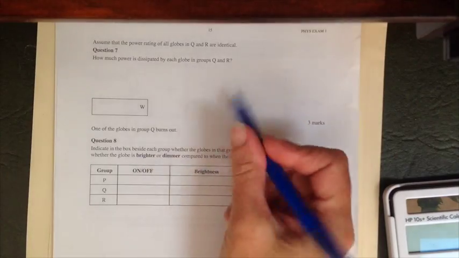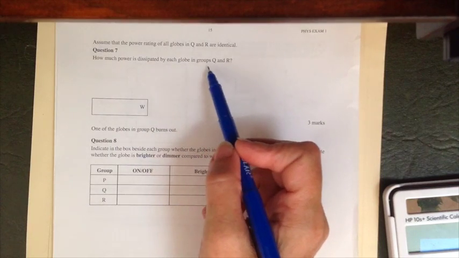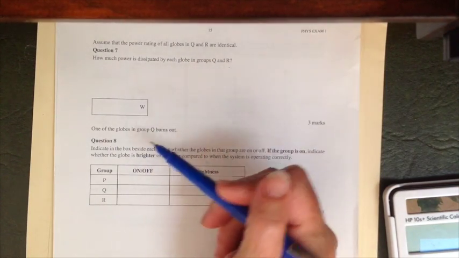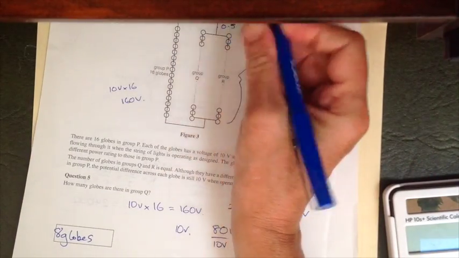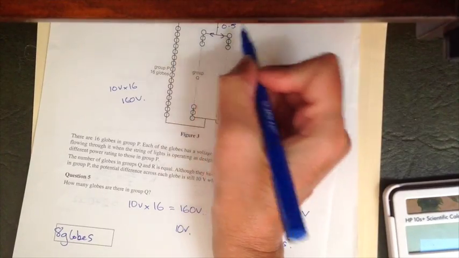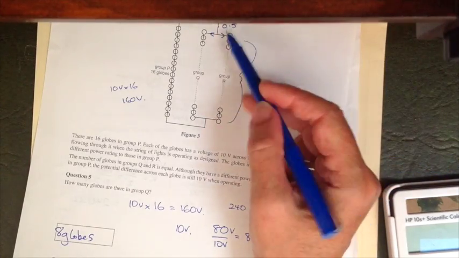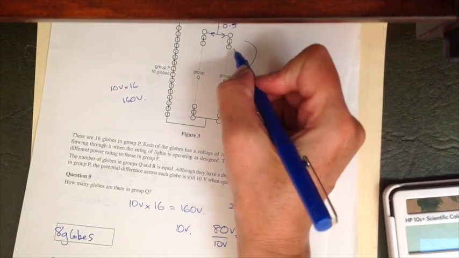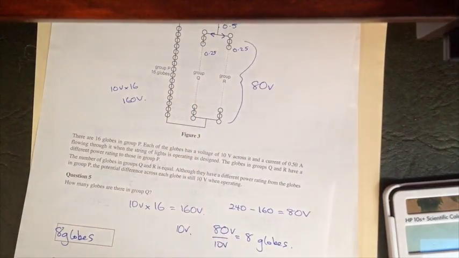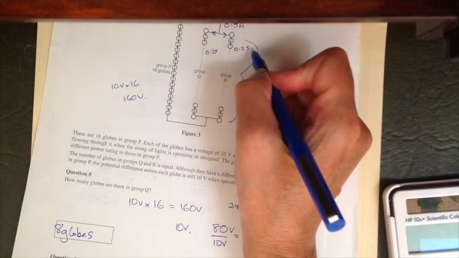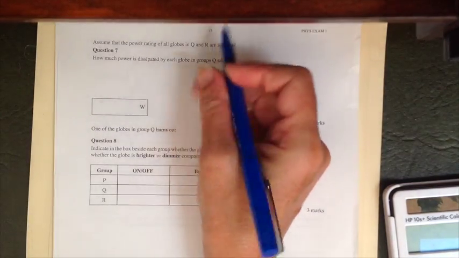Okay, so the next part asks us to calculate the power rating on one of the globes in the QR section. Now remember, we just discussed that the current is going to be 0.5, and it's going to split when it goes down this section here. Now, as we know, we have the same number of globes on both sides, so we know the split is going to be half and half, and you're using that piece of information to actually then do this calculation. So this question is assuming that you recognize that the current is going to split when it goes through that section there.